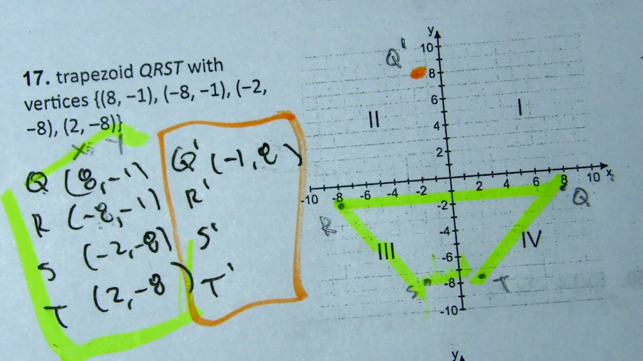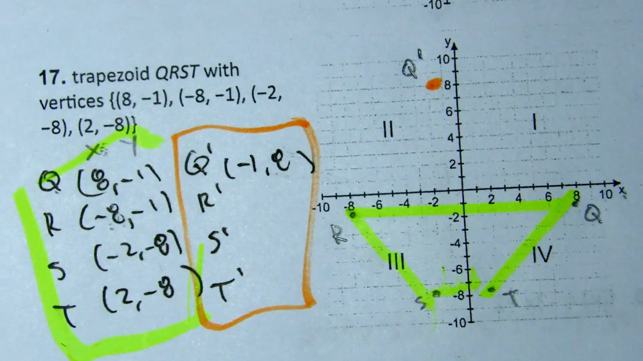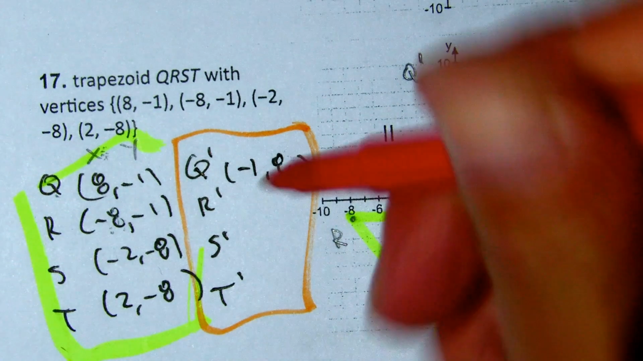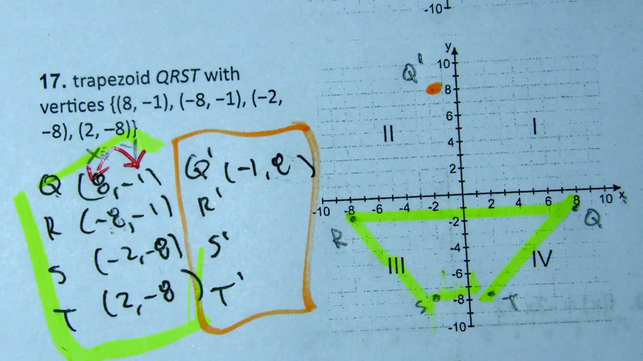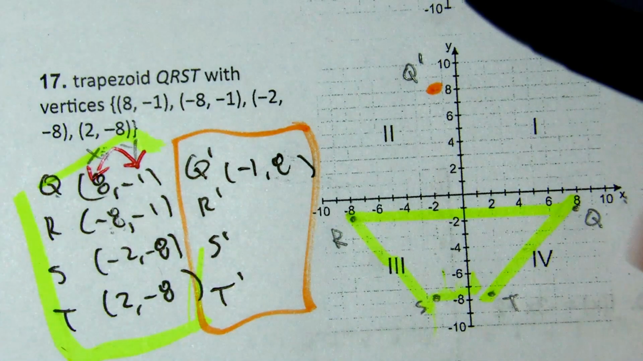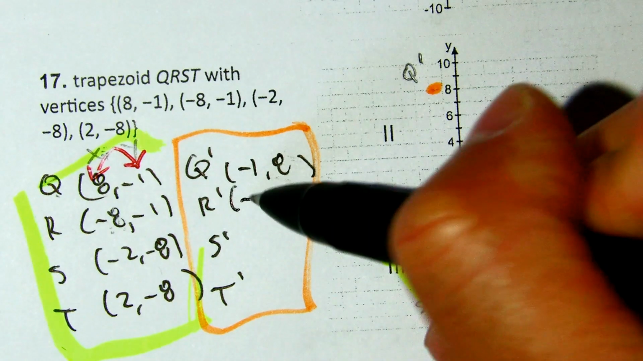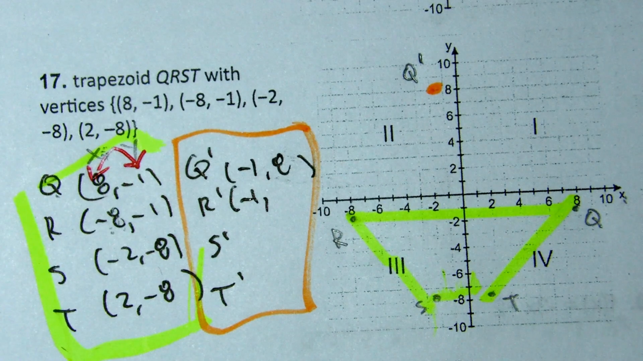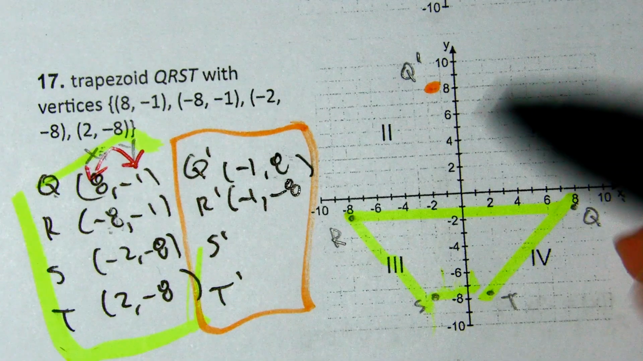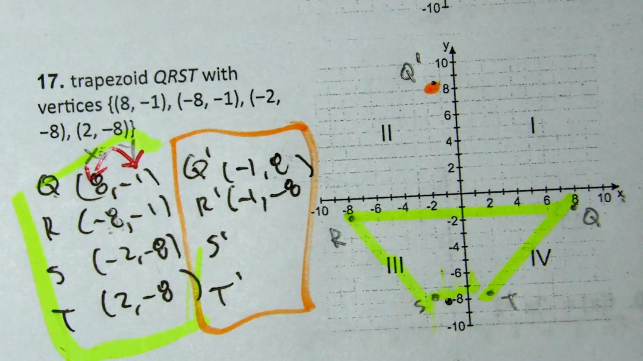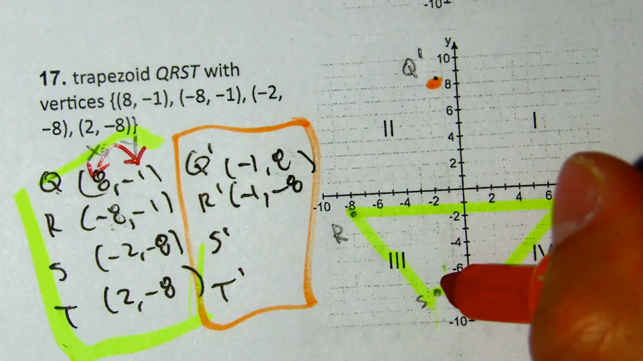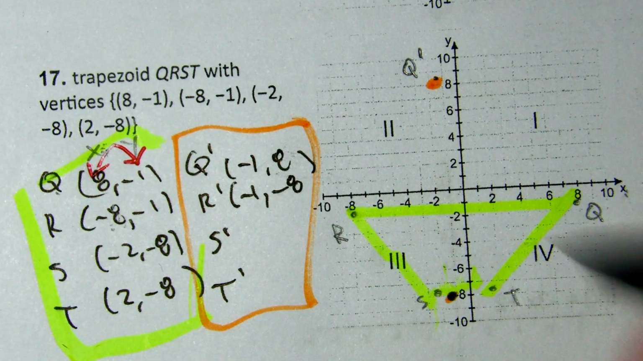Give me R prime. Remember, we're just switching the X's and the Y's here. X, -1 to the left. Left. And then down -8. Left 1. Down -8. That is R prime. Pick someone else.